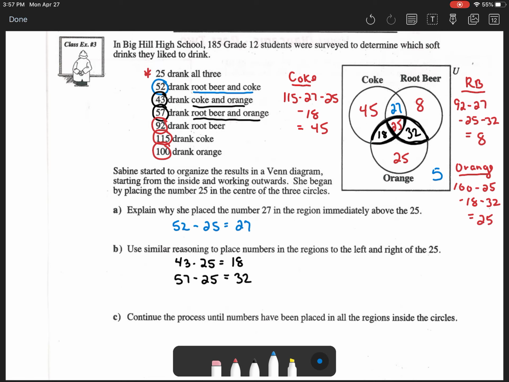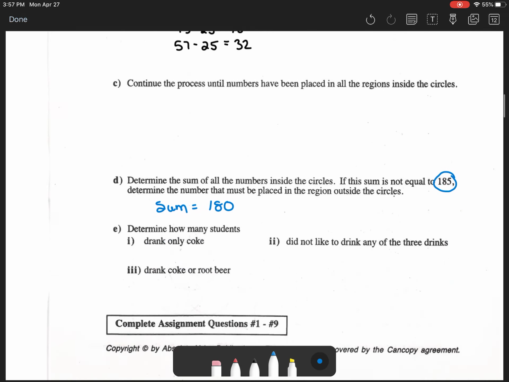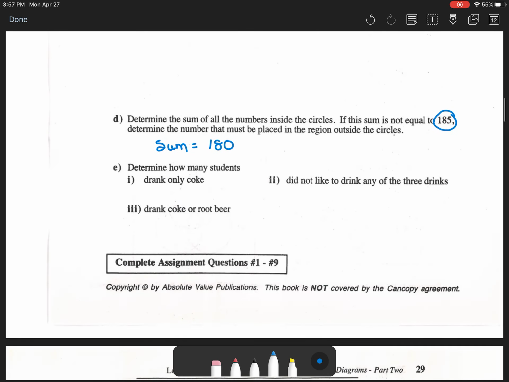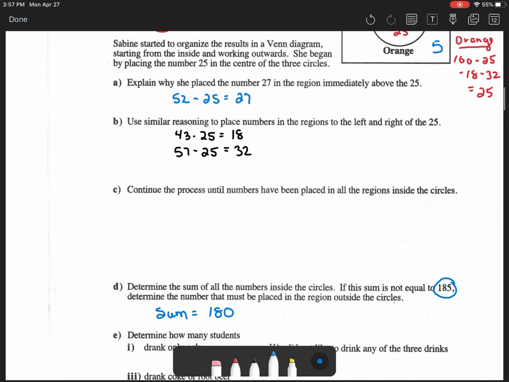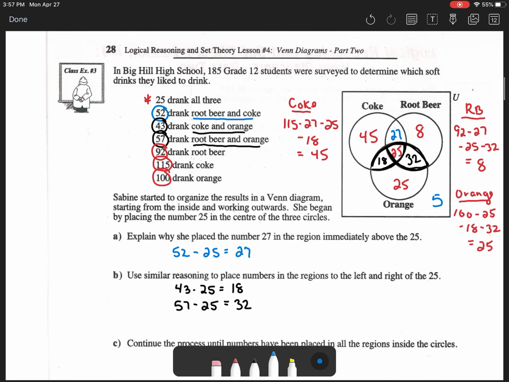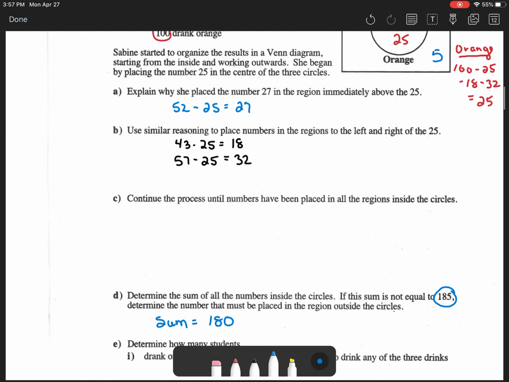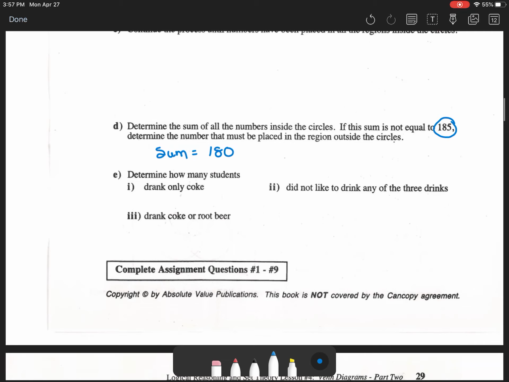So again, as always, we put that number inside the universal set, but outside of the 3 circles or sets of information that we're dealing with. So that would be 5 students who did not drink Coke, root beer, or orange. So now they ask us some questions about the Venn diagram. The first one says, determine how many students drank only Coke. Well, we did that.